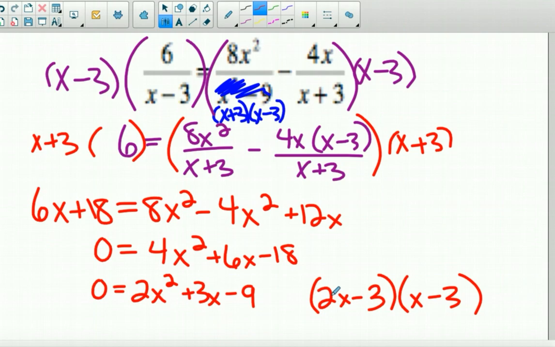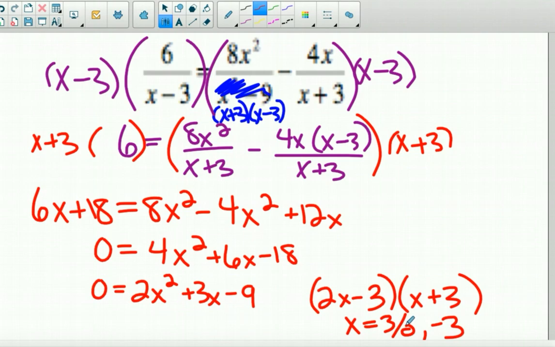Or actually, I'm sorry. I want a 2x, so one of these is going to have to be plus 3. This is going to give me negative 6x, so I'm going to do plus 3 here. That way I get 2x squared, plus 6x minus 3x, which is plus 3x, and then minus 9. So my 2 values of x are going to be x equals 3/2 and negative 3.